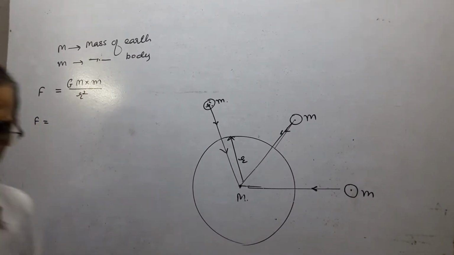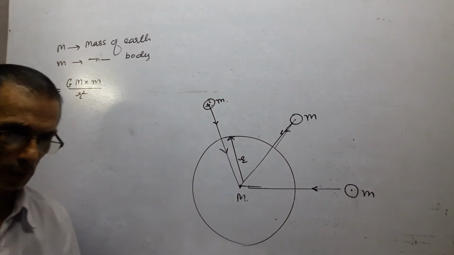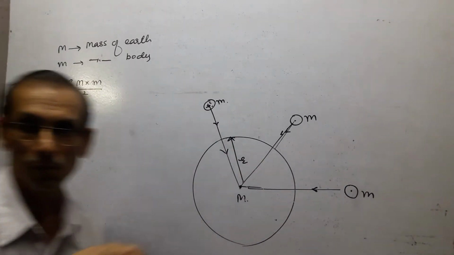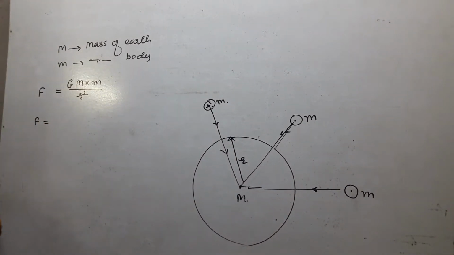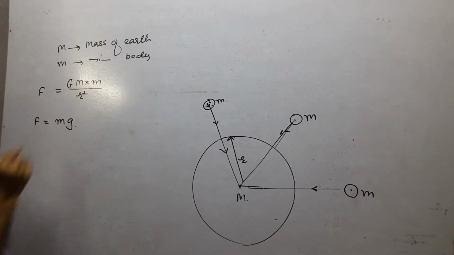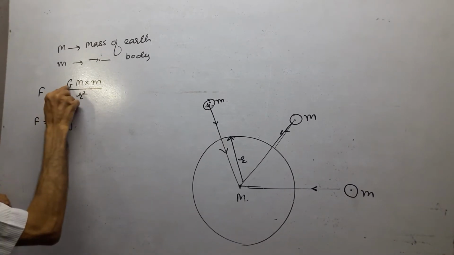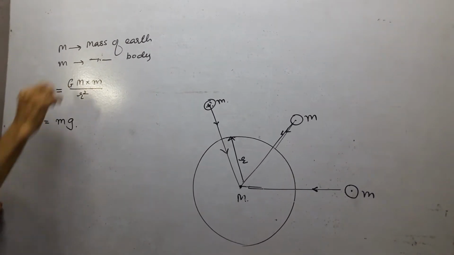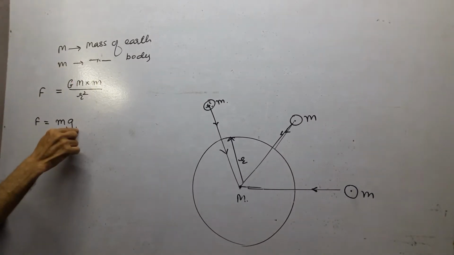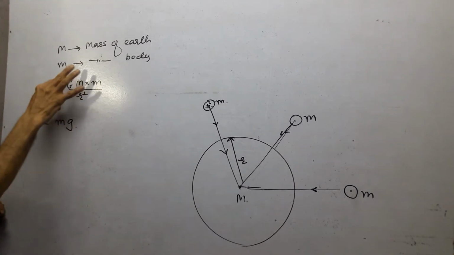So whenever we apply force to lift up the body, we have to apply force against the gravitational force of the earth, and therefore the force is mass into gravitational acceleration. So here small g is called gravitational acceleration, and here capital G is called the gravitational universal constant. So this capital G and small g are entirely different. Do not get confused with these two.